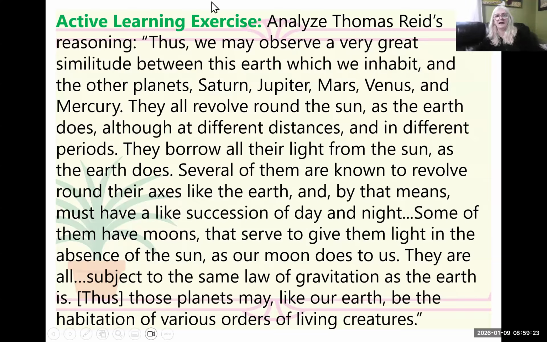So here we go. Thus, we may observe a very great similitude between this Earth which we inhabit and the other planets, Saturn, Jupiter, Mars, Venus, and Mercury. They all revolve around the sun, as the Earth does, although at different distances and in different periods. They borrow all their light from the sun, as the Earth does. Several of them are known to revolve around their axes like the Earth, and by that means must have a like succession of day and night. Some of them have moons that serve to give them light in the absence of the sun, as our moon does to us.